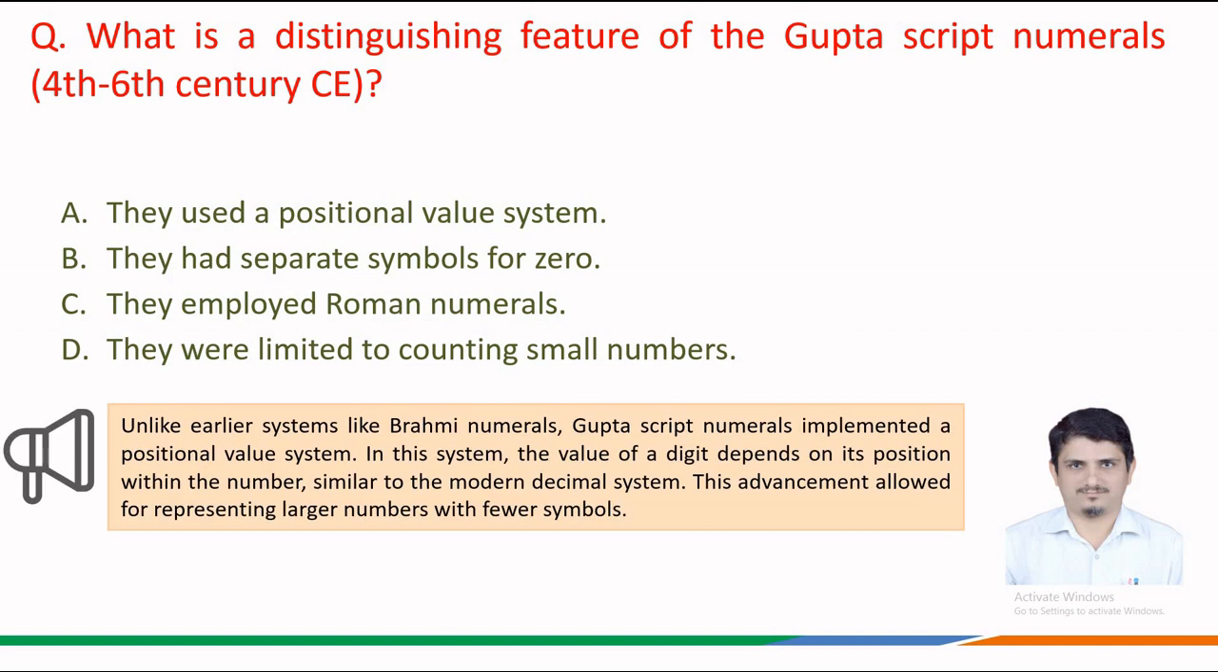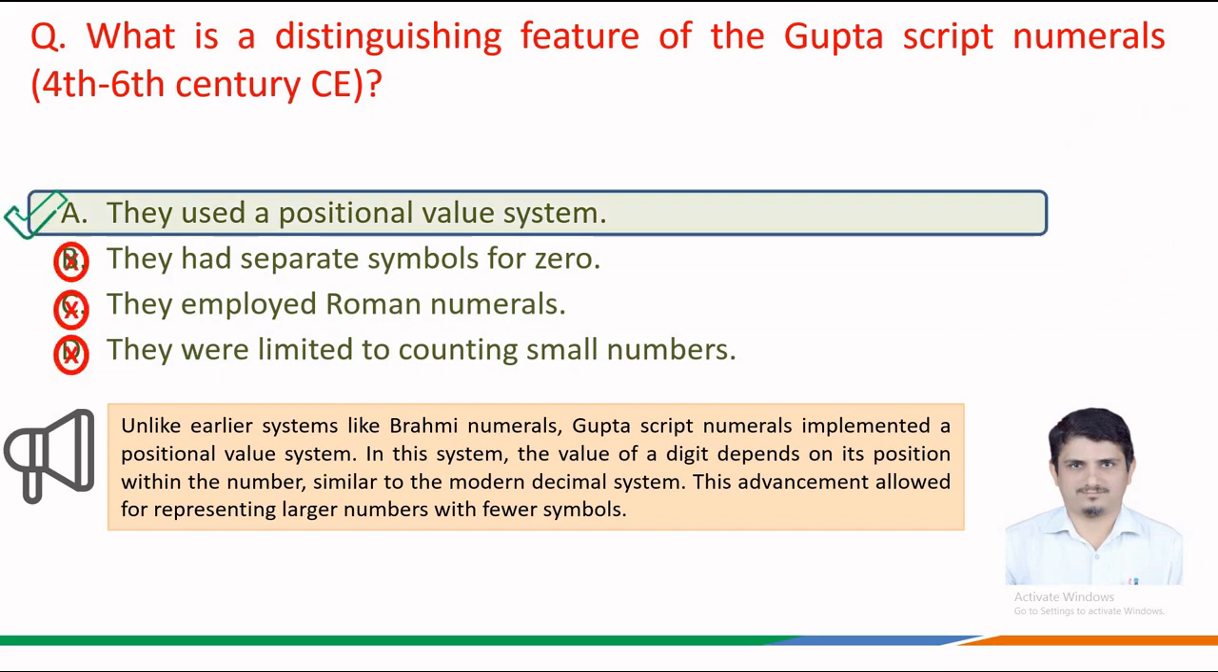Points to consider here are, unlike earlier systems like Brahmi numerals, Gupta script numerals implemented a positional value system. In this system, the value of a digit depends on its position within the number, similar to the modern decimal system. This advancement allowed for representing larger numbers with fewer symbols. With this much information, the correct answer of this question will be option A, they used a positional value system.